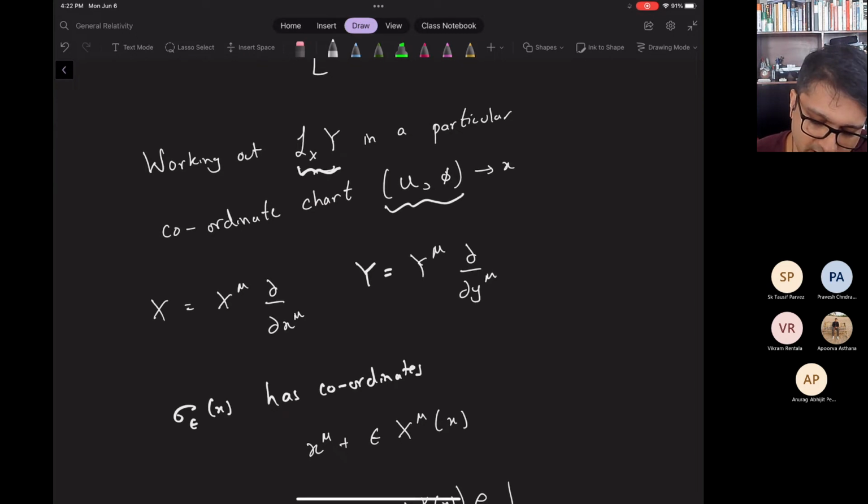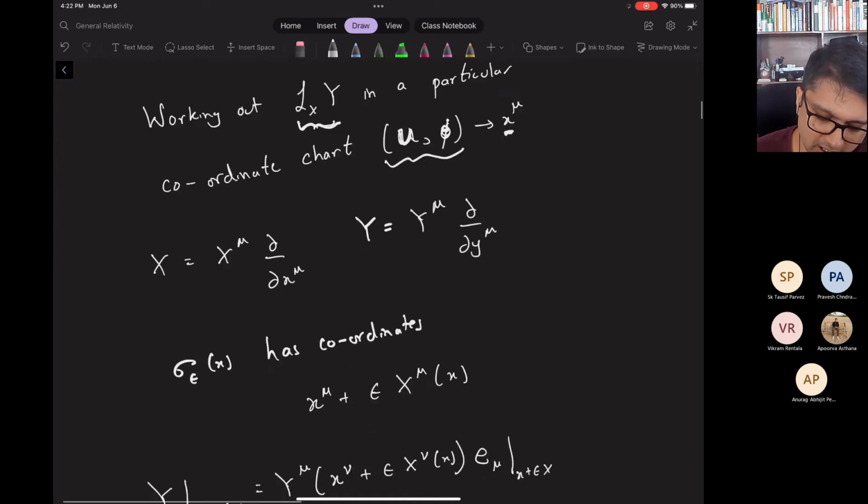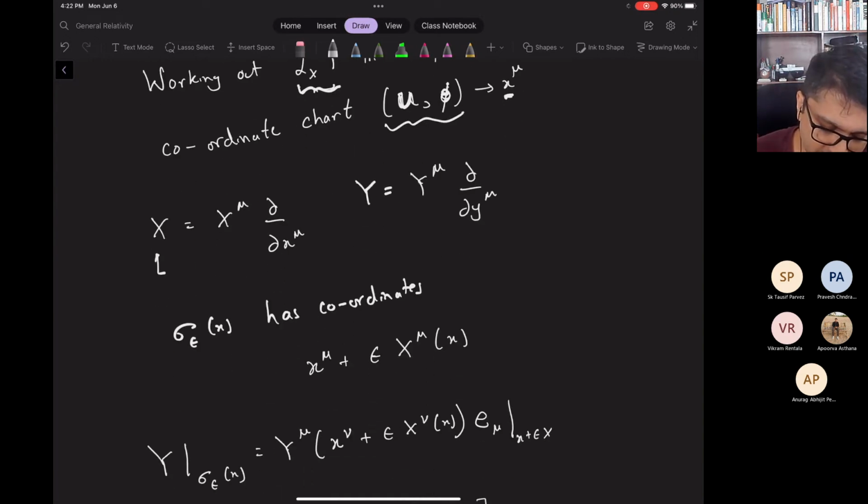We'll assume that this point x is in some coordinate patch u, with phi being the coordinate map. We'll not be too pedantic about being explicit about putting in phi and so on. We know what we mean when we say this point has coordinates x mu. Let's imagine that the vector field x, expressed in this coordinate basis, is X mu partial x mu. These X mu's are functions of x. Similarly, the vector field y is Y mu partial x mu, because it's the same coordinates on the same manifold. These are again functions of x.